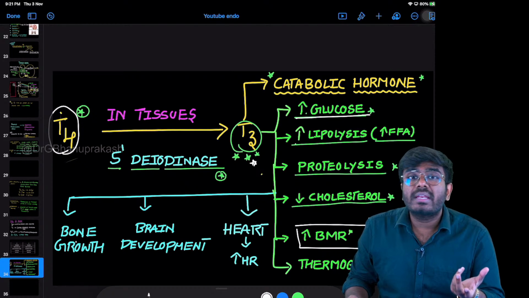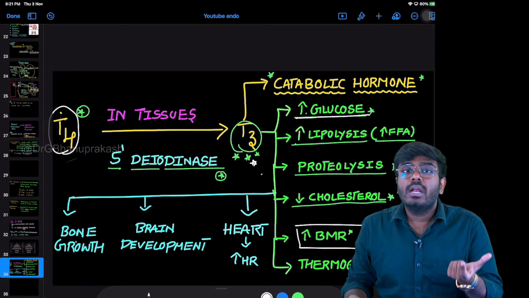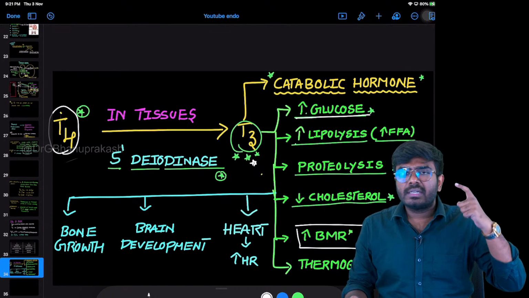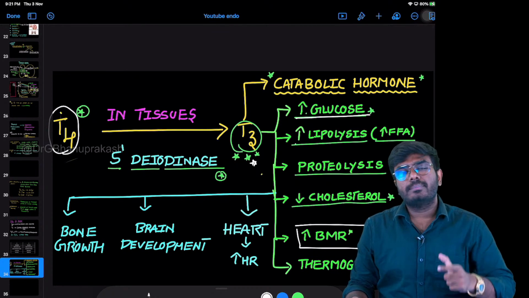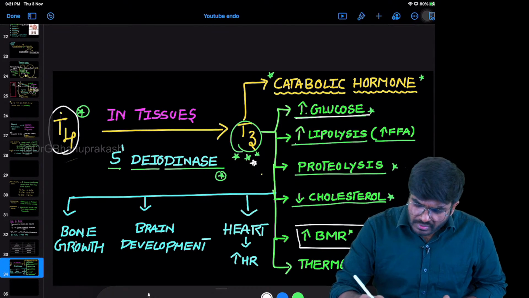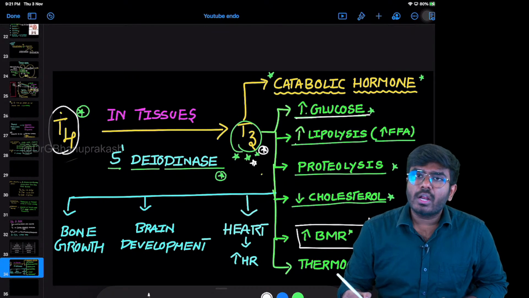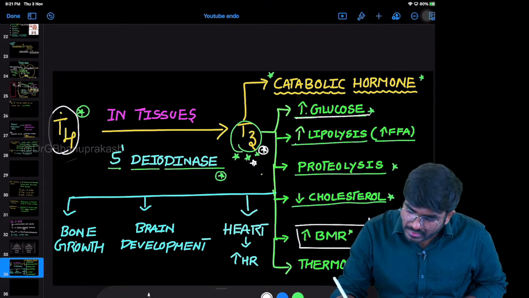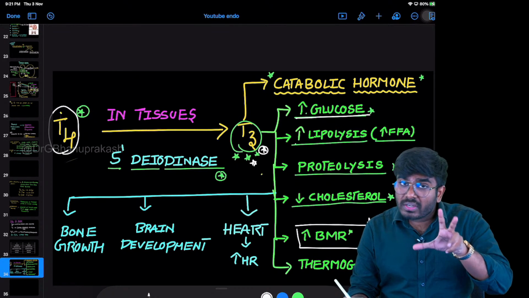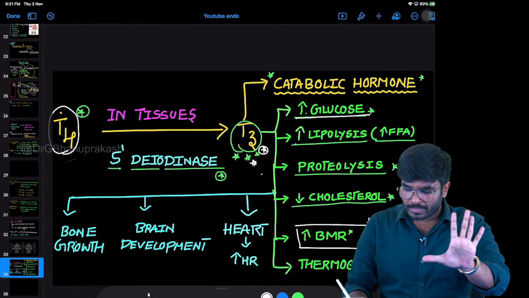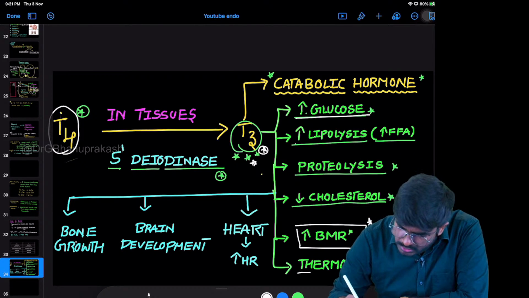So basal metabolic rate is how many calories are needed to keep the entire body in homeostasis for one day. Now, whenever thyroid hormone increases, the basal metabolic rate increases. How it will increase, we'll discuss in a minute. Don't worry. Okay. Now, thyroid hormones are also thermogenic hormones.